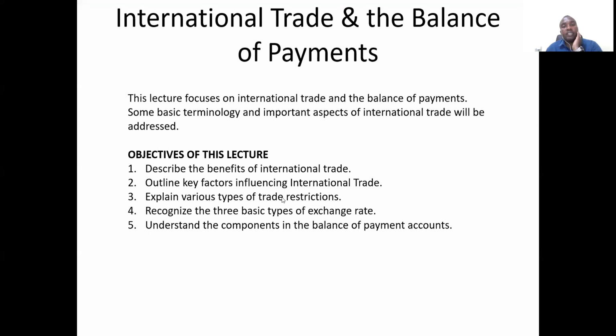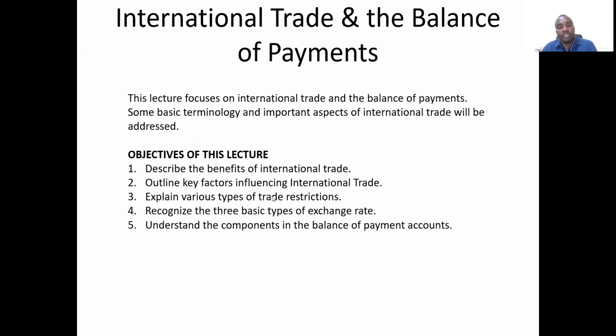The focus of this lecture is international trade, and it provides the basis for the subsequent coverage of the balance of payments. Some basic terminology and important aspects of international trade are grappled with under this topic.